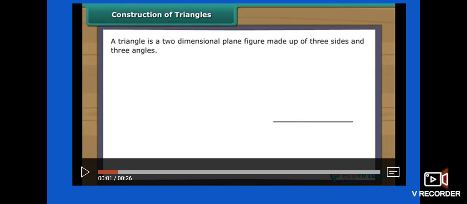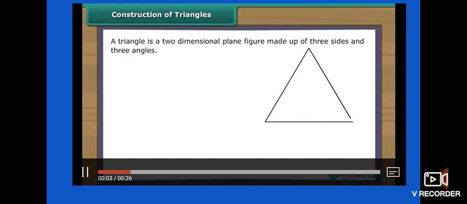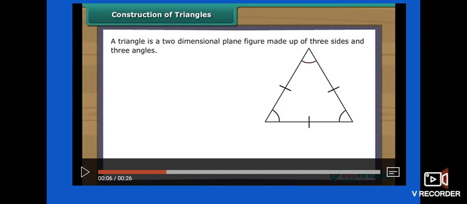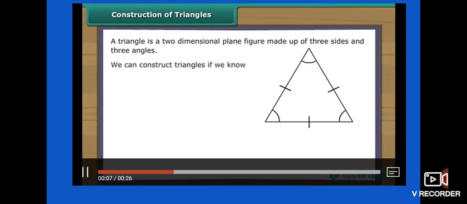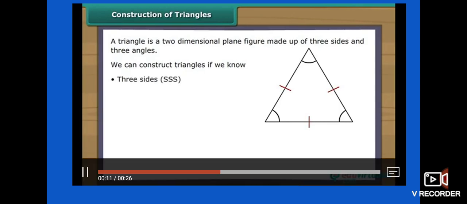A triangle is a two-dimensional plane figure made up of three sides and three angles. These are the three sides and these are the three angles. In this chapter, we can construct triangles if we know three sides, that is SSS. SSS means side, side, side. That is, if three sides are given, we can construct triangles.